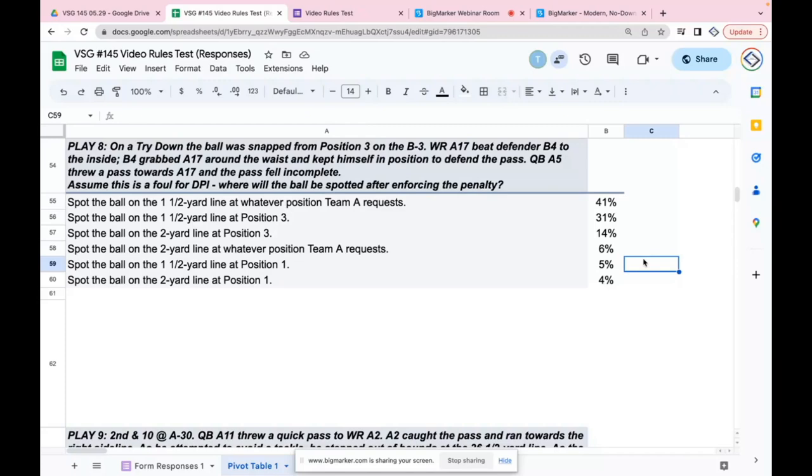It's in Rule 10. For the try. Yep. Go ahead. You got it, Corey? Yeah, it's FR 111. Rule 10.25.B: penalties for defensive pass interference fouls on a try from on or inside the 3-yard line are enforced half the distance of the goal line. That's it.